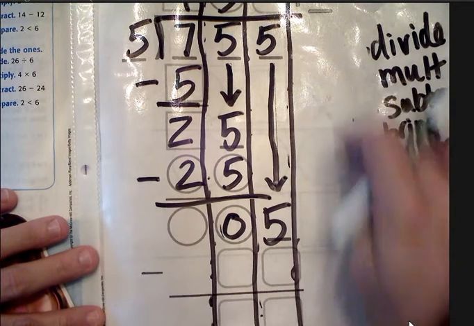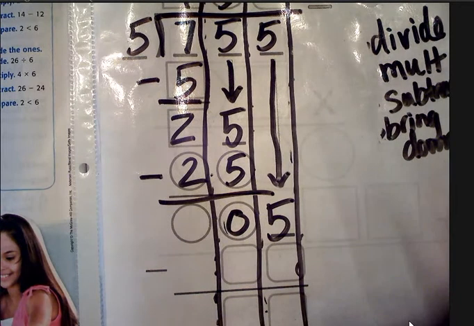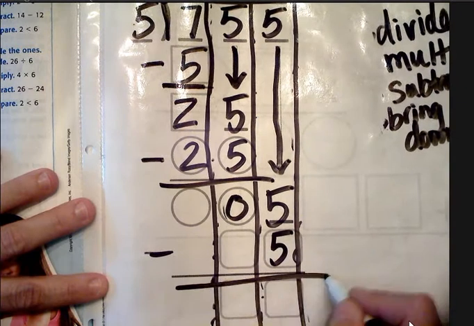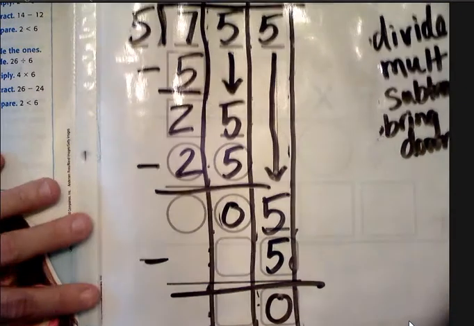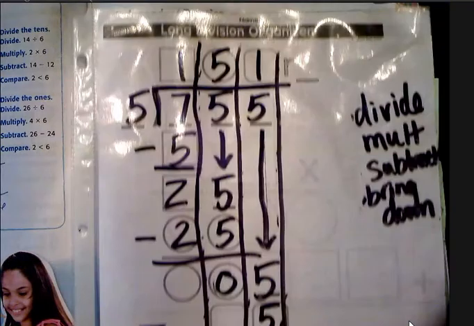Next, I divide again. Go right back up to the top. How many times does 5 go into 5? Or 5 divided by 5 is 1. 1 times 5 is 5. I subtract. There is no remainder, so the answer is 151.